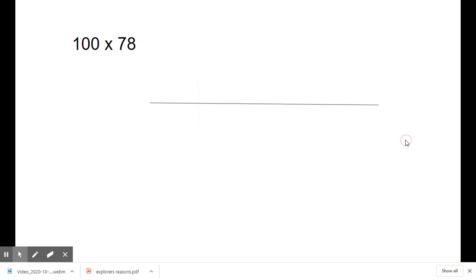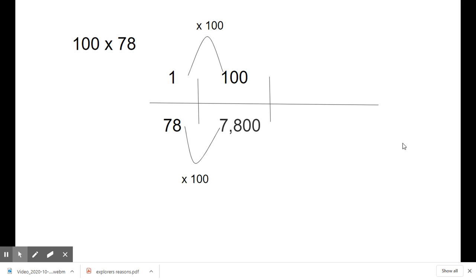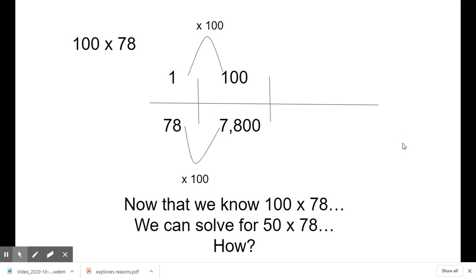The next one we have is another ratio table of 100 times 78. If we had one group of 78 and we needed to find out what 100 groups of 78 were, we would take 1 times 100 and 78 times 100, which gives you 7,800. Now we know that 100 times 78 is 7,800. What is 50 times 78?